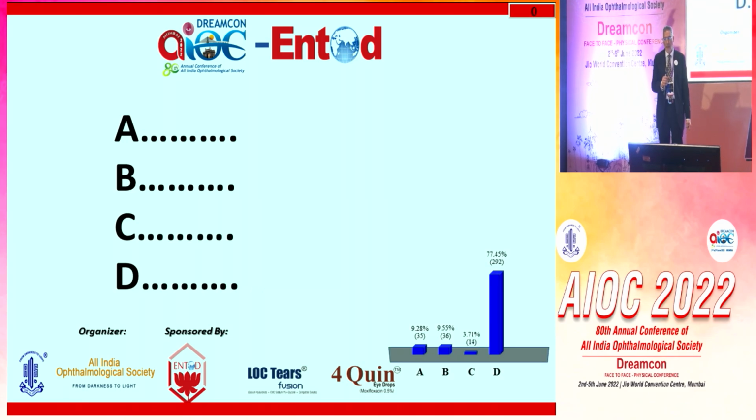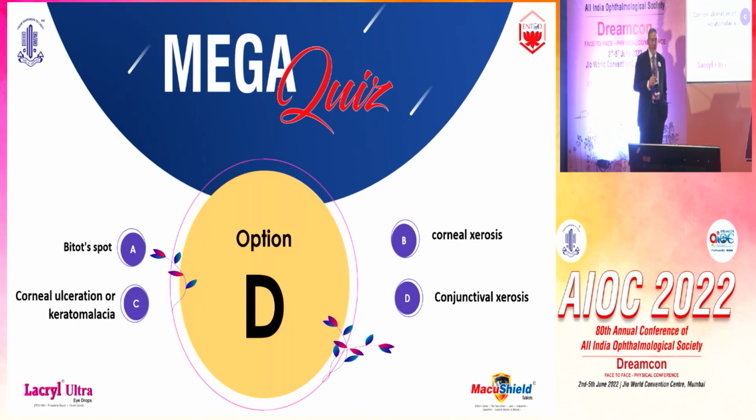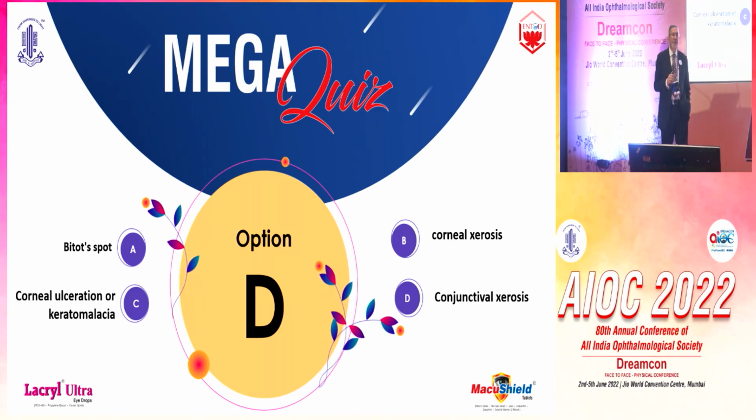And amazing that 77% of you came out with D. I sincerely hope the correct answer is D. It is D. So conjunctival xerosis is what is X1A in the WHO classification. Amazing. Next.